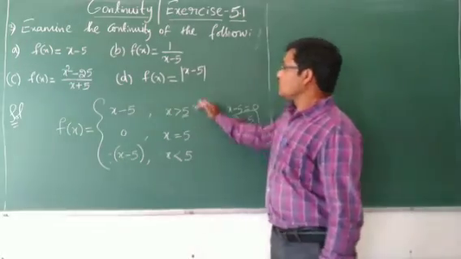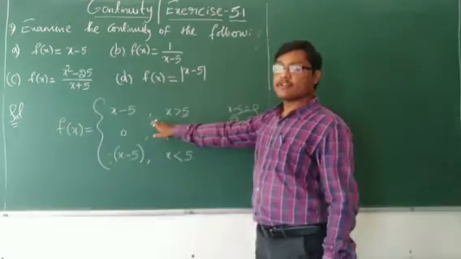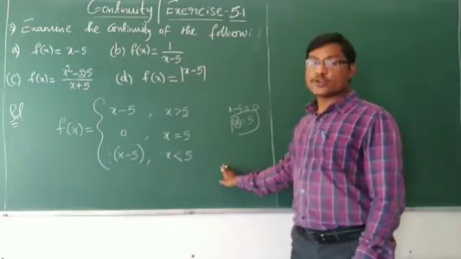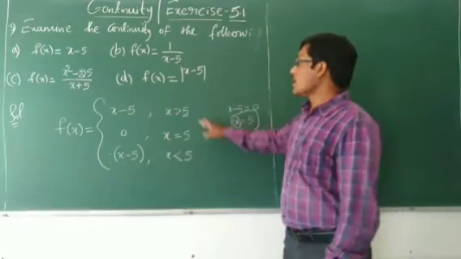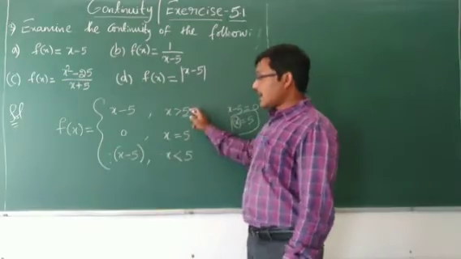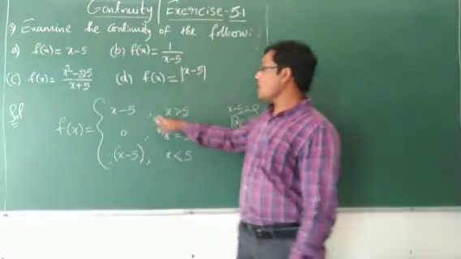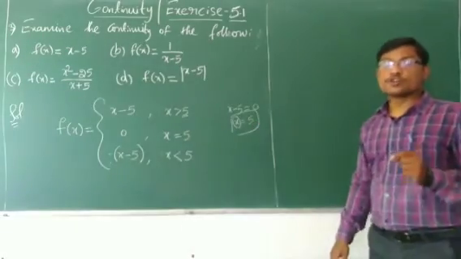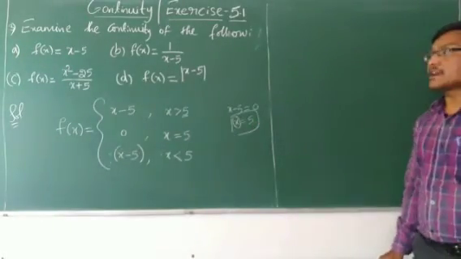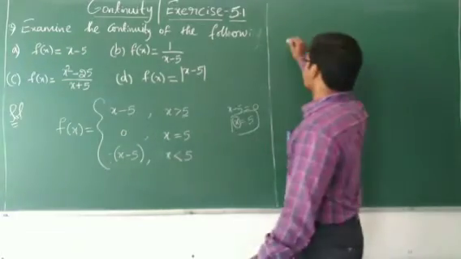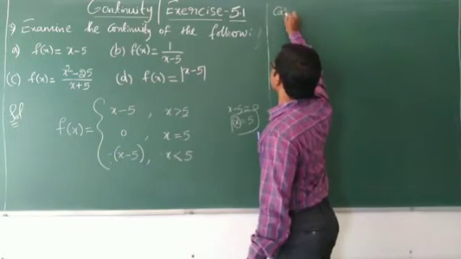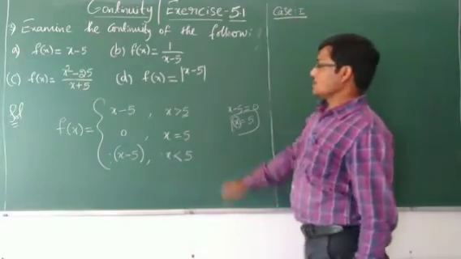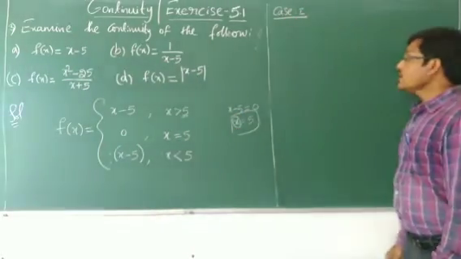Now you can write it everywhere. Greater than 5 you can do in an interval. Less than 5 I can do in an interval. At x equal to 5 you have greater than and less than, so at x equal to 5 we need to do the left hand limit and the right hand limit. So here we get 3 cases, as we did in the modulus function.